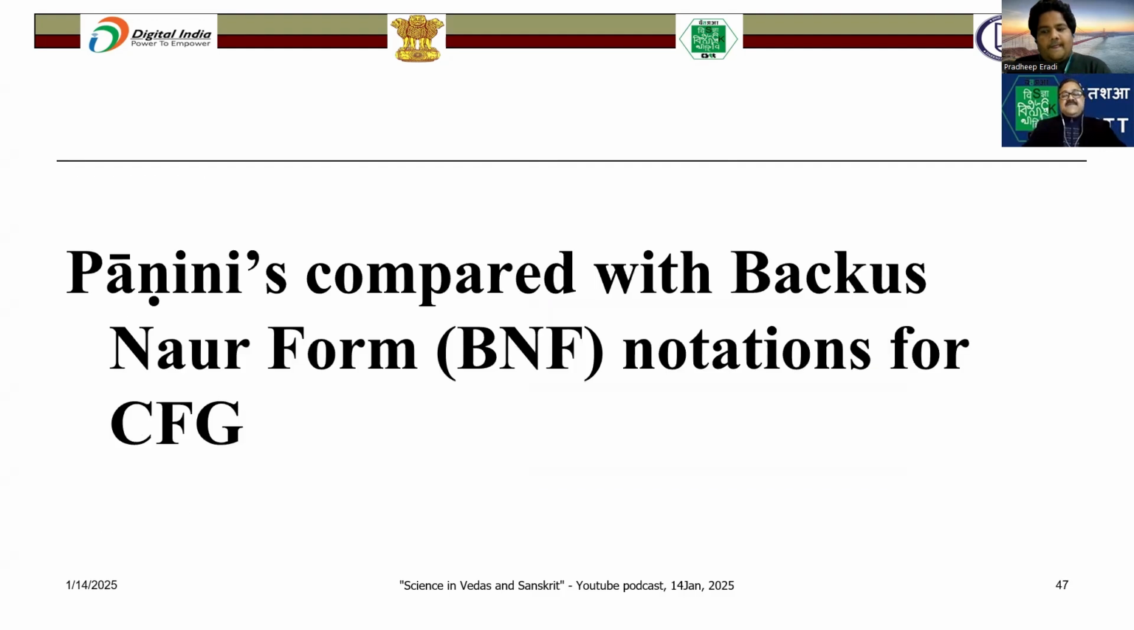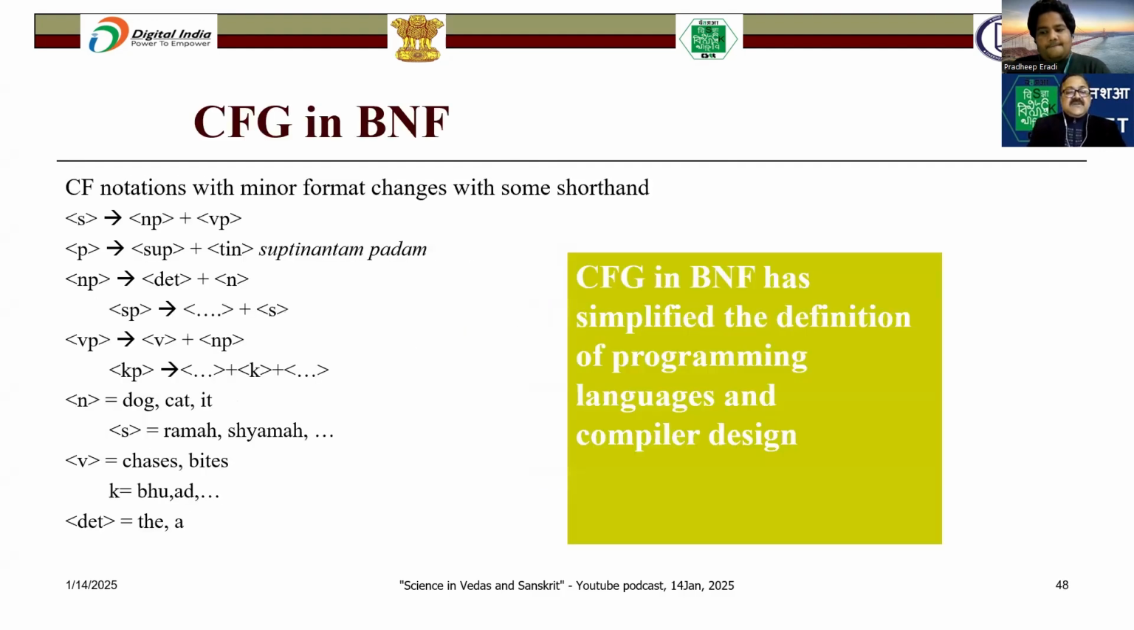If you compare Panini with the Backus form notation, which is a rendering of the CFG, you'll find a very close similarity. So a sentence in Backus will be NP and VP, noun phrase and verb phrase, in typical Western languages. In Sanskrit it would be pada. Pada is either sub ending or ting ending, subanta tinganta. And NP would be determiner and noun in Western languages.